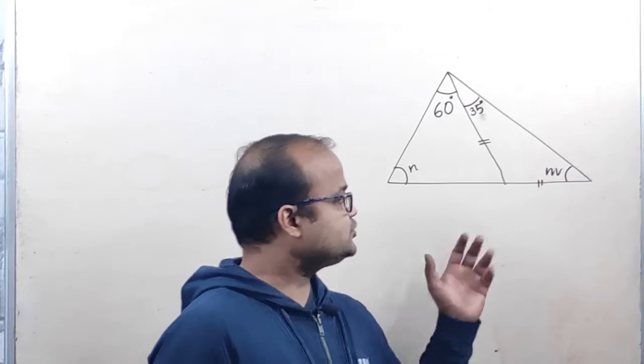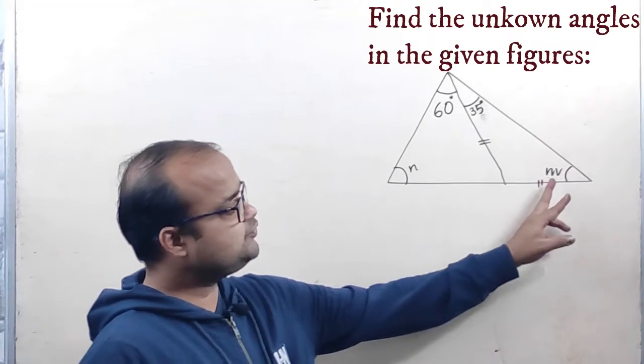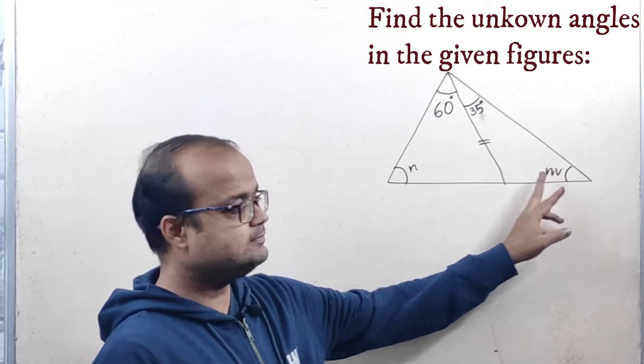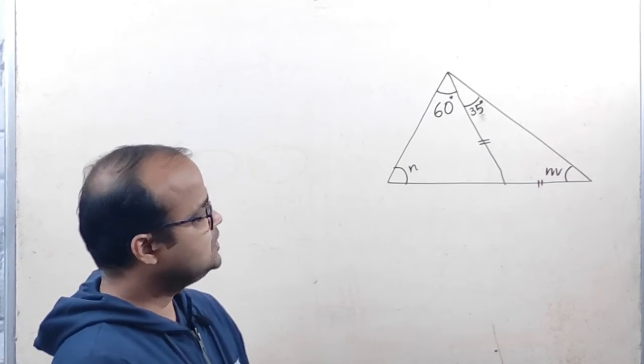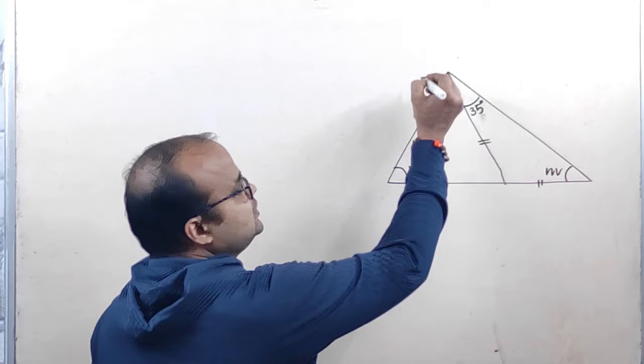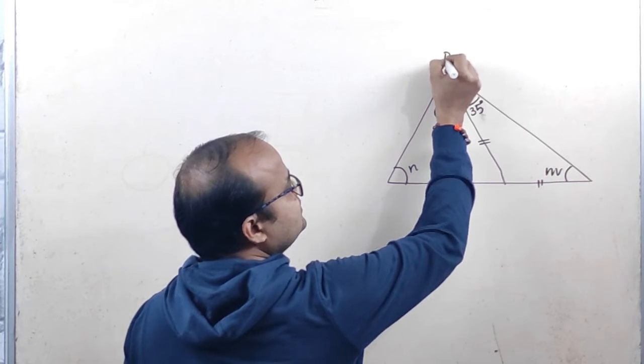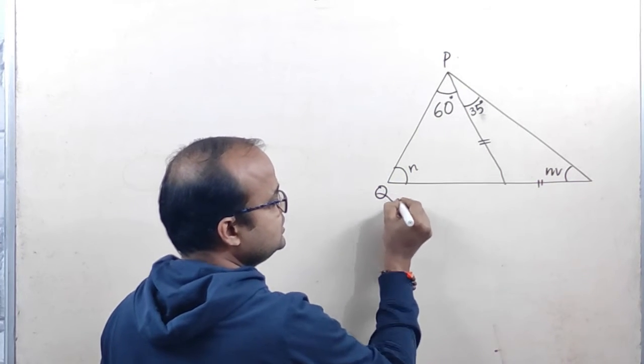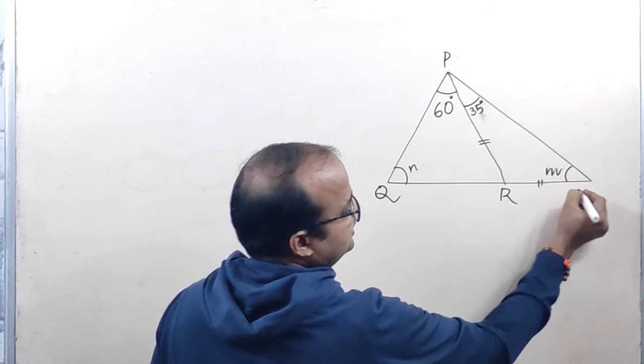Moving into the next problem, we need to find the values of M and N. So we first name the vertices, suppose P, Q, R and S.